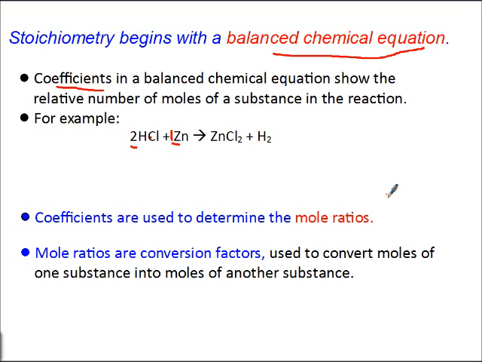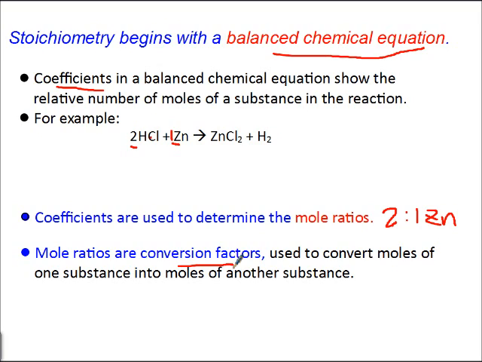We use coefficients to figure out the mole ratios. So when I look at the numbers in front of HCl and zinc, I know that there's 2 HCl for every 1 zinc. So it's a mole ratio. It's just simply a conversion factor. We've been doing that all year long.